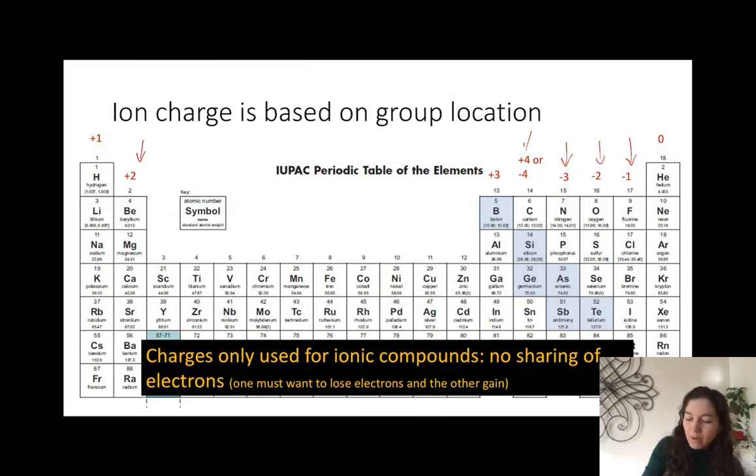These can be a +4 or a -4. And these are a +3 charge when they become ions. Do be aware that these charges that I'm showing you on the periodic table are only used for ionic compounds. If there's a molecular compound, there's no charges because they're sharing electrons, they aren't losing them. So ionic compounds have charges because they are not sharing electrons, because they're losing and gaining them. So make sure you're clear on that point there.